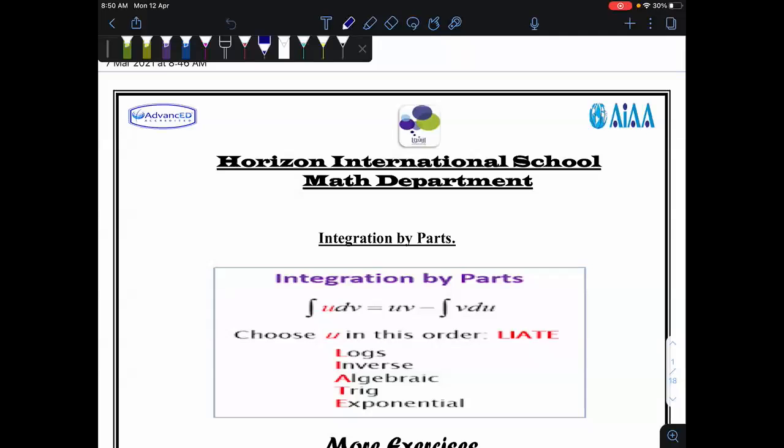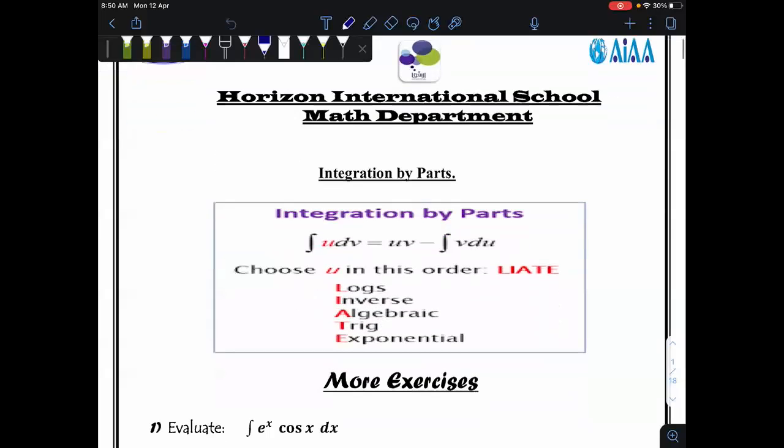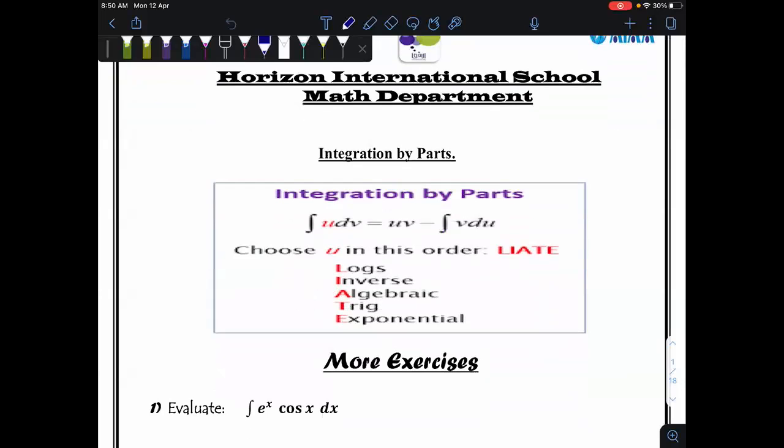The integration by parts, and 7.2 and 7.3 here. Okay, 7.2 is integration by parts, 7.3 is integrating the trig functions. Here's the rule, guys, but let's write here instead of this word T, we will use what? LIPET.